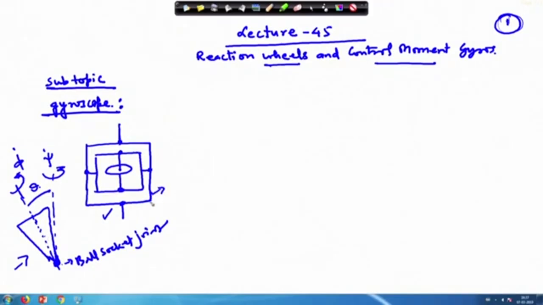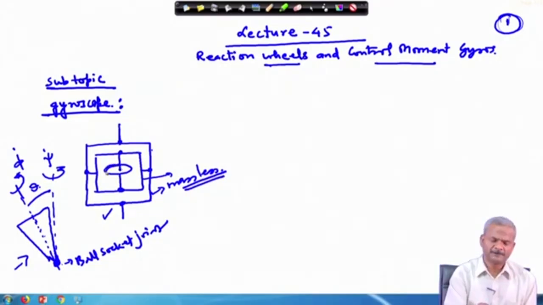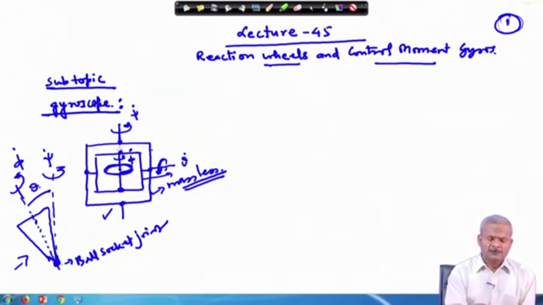Here, we are assuming these two frames to be massless, and therefore their moment of inertia gets ignored and we are just concentrating on this wheel. This wheel will have rotation because of the rotation about this axis, and it is an anti-clockwise rotation here. So theta dot here, psi dot here, and then it is rotating on its own axis, spinning, which we have written as phi dot. Overall, the behavior of this system will appear to be the same as the behavior of this system, without the frame mass, since these two frames are massless.